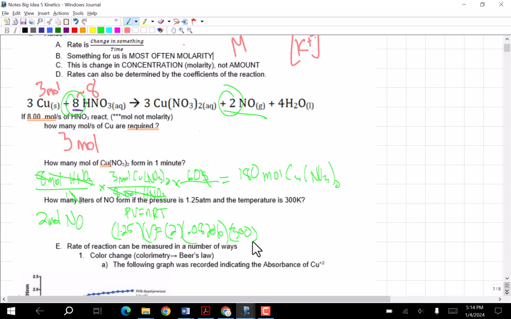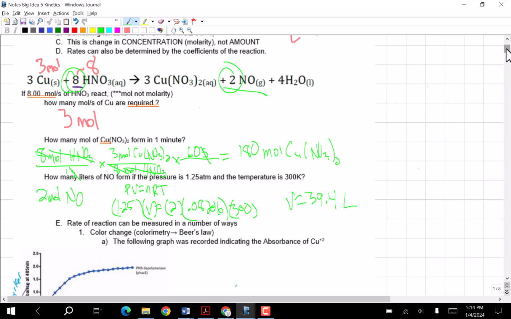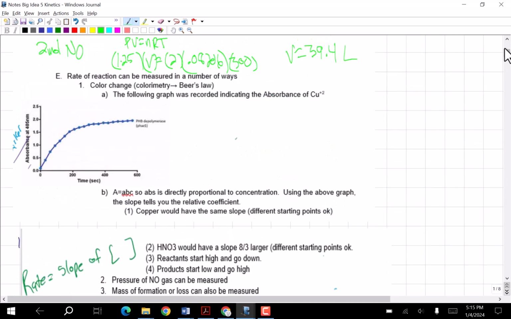So, calculators. 2 times 0.08206 times 300 divided by 1.25 is 39.4. So volume is 39.4 liters. All right, so far so good. So just showing you what you can do with this, how the coefficients will deal with the rate. All we're doing is changing it per time.